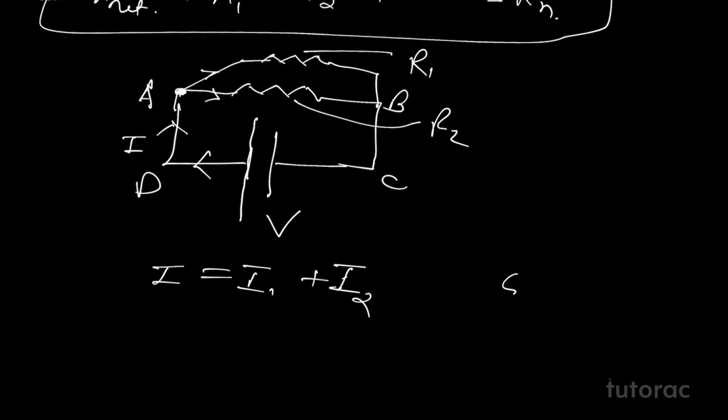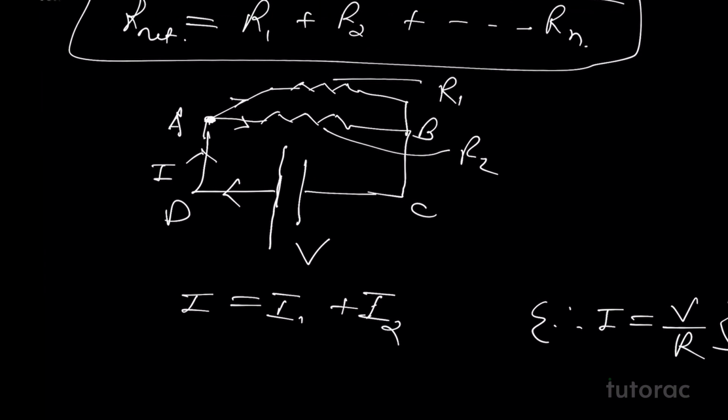Now from Ohm's law, what can I write? I equals V by R. This I know from Ohm's law. As the complete combination of the resistances is connected to this V, I can write V by R net, as I is nothing but the net potential divided by the net resistance. For I1, I can write V upon R1, and the same for I2, that is V upon R2.